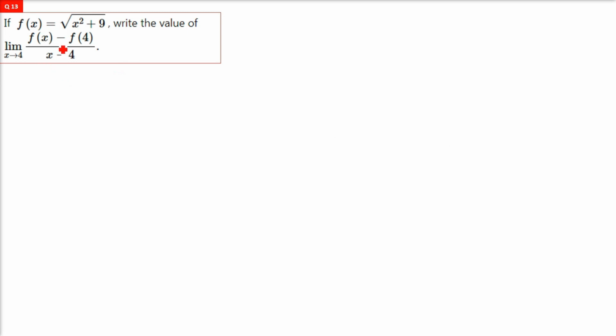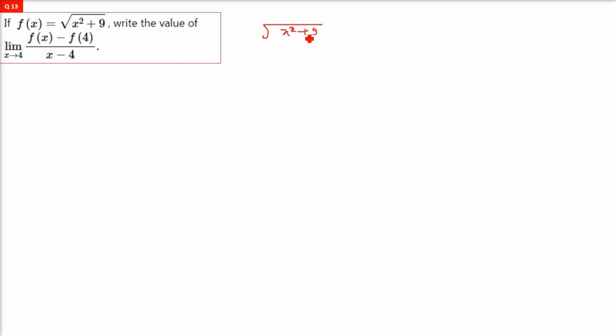If f(x) equals under root x square plus 9, write the value of this. So it's a very straightforward question. There is no trick, nothing. Just solve it the way we have been solving the questions. I'm not writing all the steps; that's why I always show you the solution, so that you know how to write it.